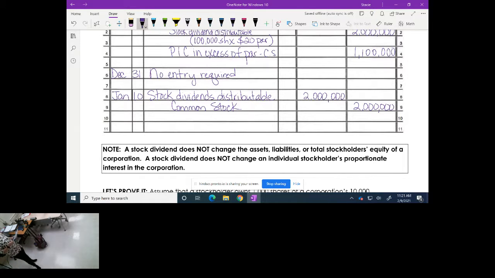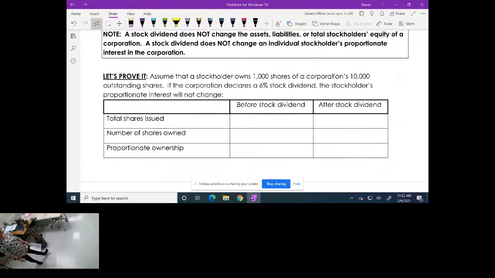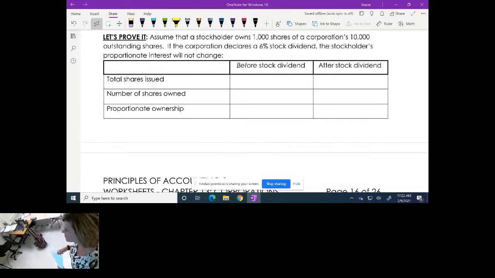All right. So a stock dividend is not going to change your assets and liabilities or your total stockholders' equity. It's just moving stuff around. And it also is not going to change an individual stockholder's proportionate interest. So let's say you own 10% of this company stock and you get a stock dividend, so you get more shares. You don't have more than 10%, you've still got 10% because everybody else got shares too. So I put an example on here so I could show you, it works better for me if I can see it.